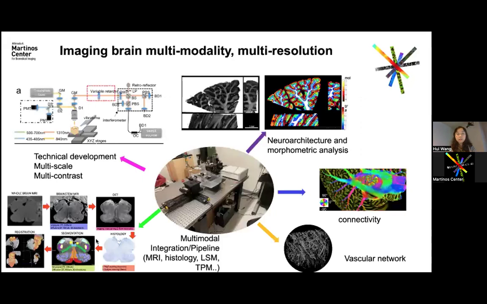So this is a whole picture of the lab. Connectivity is one portion of the lab projects. We have hardware development, multimodality, neural architecture studies, and vasculature in the lab.